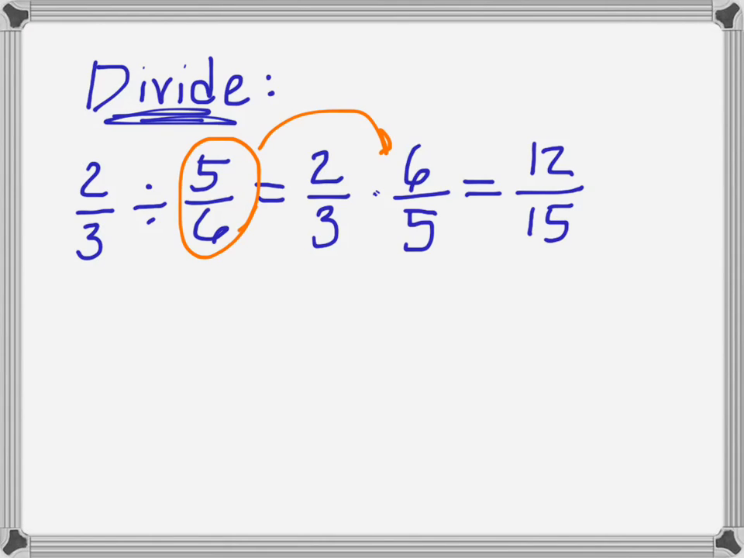And if you didn't reduce at this step with the 3 and the 6, you would now need to do that. Okay, so 12 can be divided by 3. That gives us 4. And 15 can be divided by 3. And that gives us 5. So your answer is 4/5.